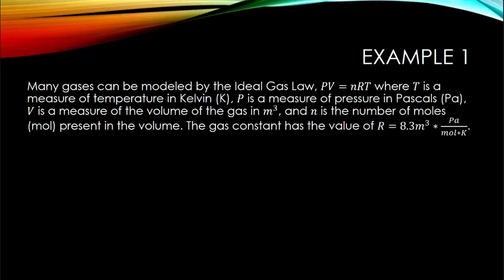Let's look at an example where I'm going to use the ideal gas law. Many of the gases that exist in nature can be modeled using this ideal gas law that states that PV is equal to nRT. P stands for pressure, V is for volume. Little n represents the number of moles of the gas species that are present, R is the gas constant, and T is the temperature. T is measured in Kelvin.